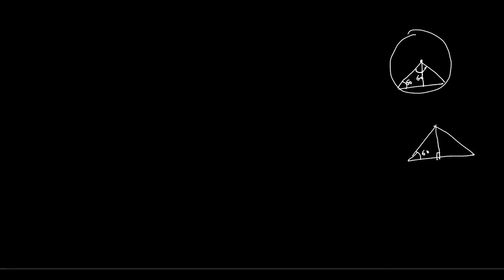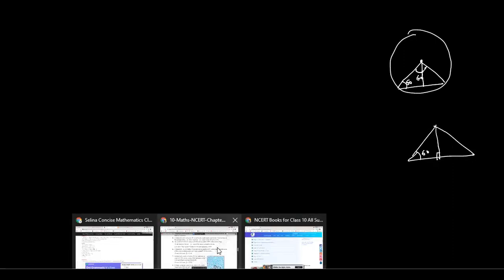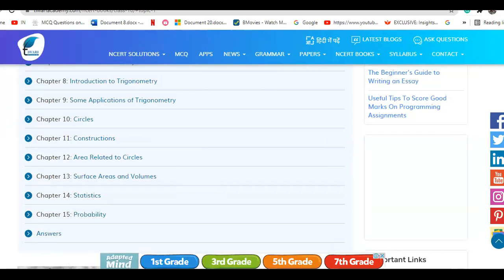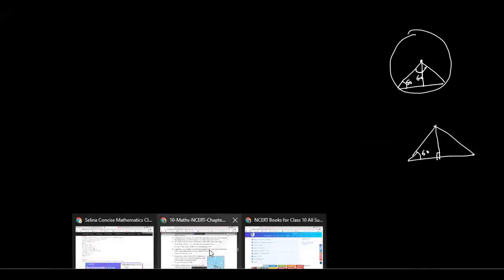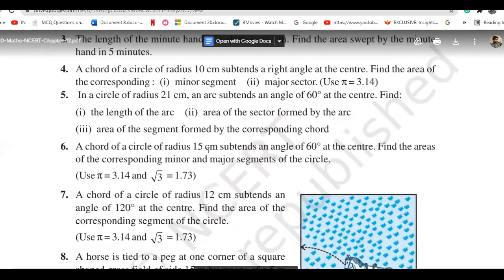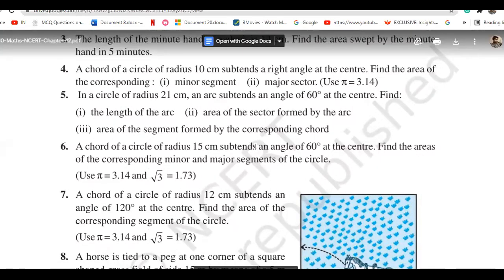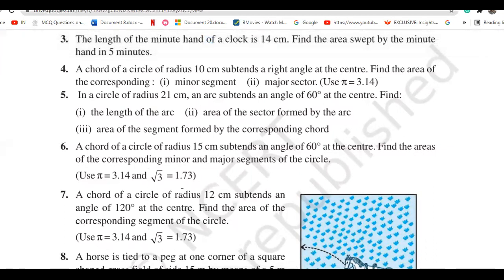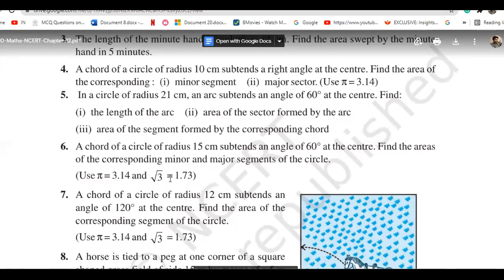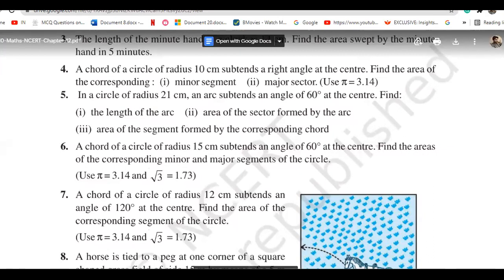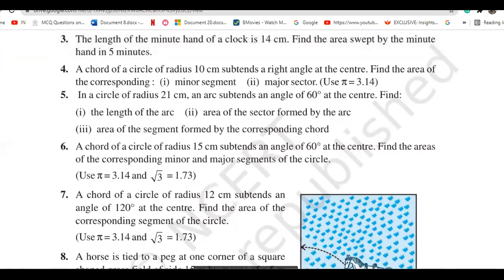Okay, so in the question it is being given to you that the radius is 15 centimeters. So let's do this question according to the 15 centimeter radius. And here it has been said that you have to take the value of pi as 1.73, and root 3 as 3.14. So let's do this one according to these values.